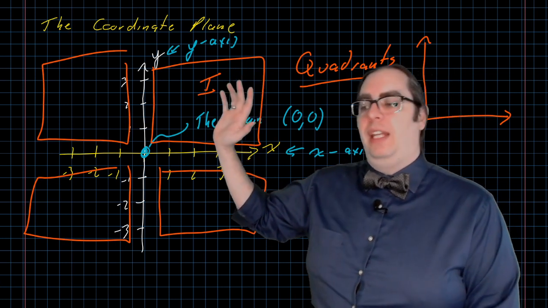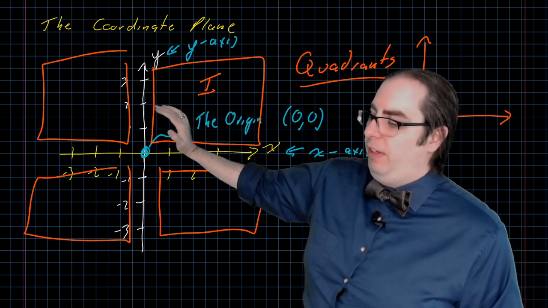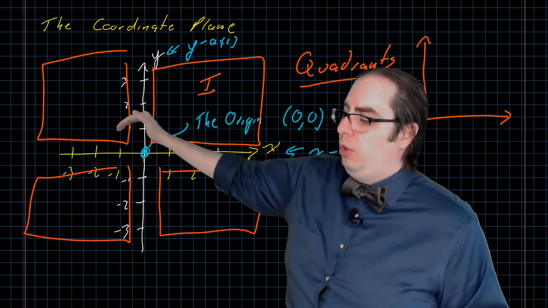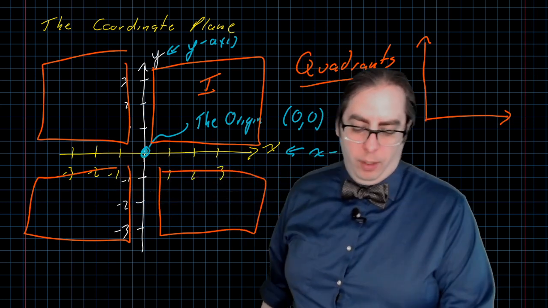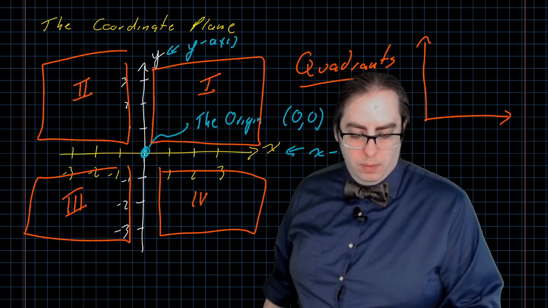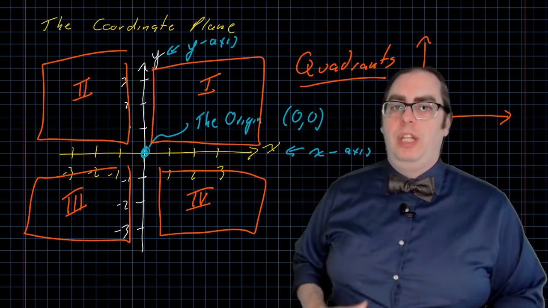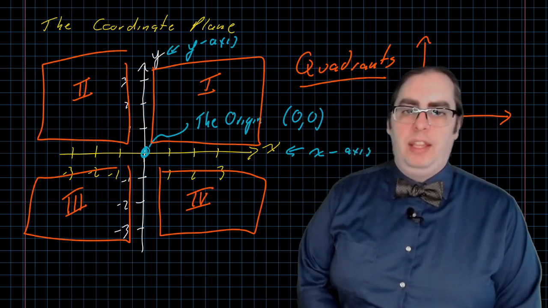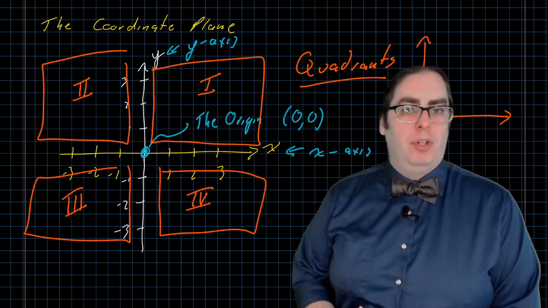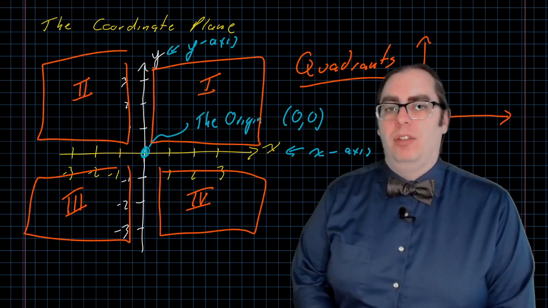But there is a right-hand rule. If you take your right hand and you place it at the origin with your thumb facing up, your fingers curl from quadrant 1 to 2, 3, and 4. We number the quadrants in that order. The right-hand rule governs a ton of the things that you come across when you are looking at graphical analysis of anything in mathematics.